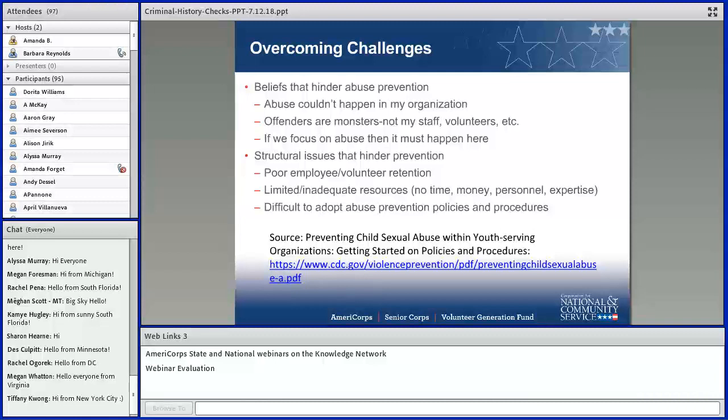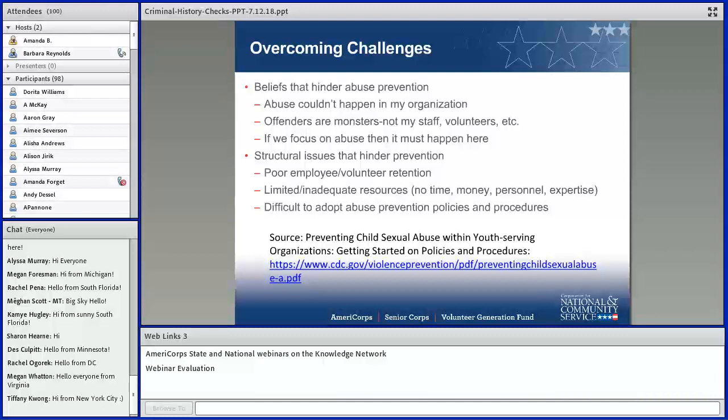Then a lot of times there can be structural issues that hinder prevention. So this idea of poor employee or volunteer retention, the fact that people come in and out of your doors a lot, it can be exhausting to continuously do training every year or every couple months about this. But I think it's just so important to do that. You have to, one, acknowledge it, and then also get support to continue to do it, because if this becomes something that's always talked about in your organization, then it becomes part of your culture, and then people know what to do in, you know, God forbid, instances where they see something or they need to report something.